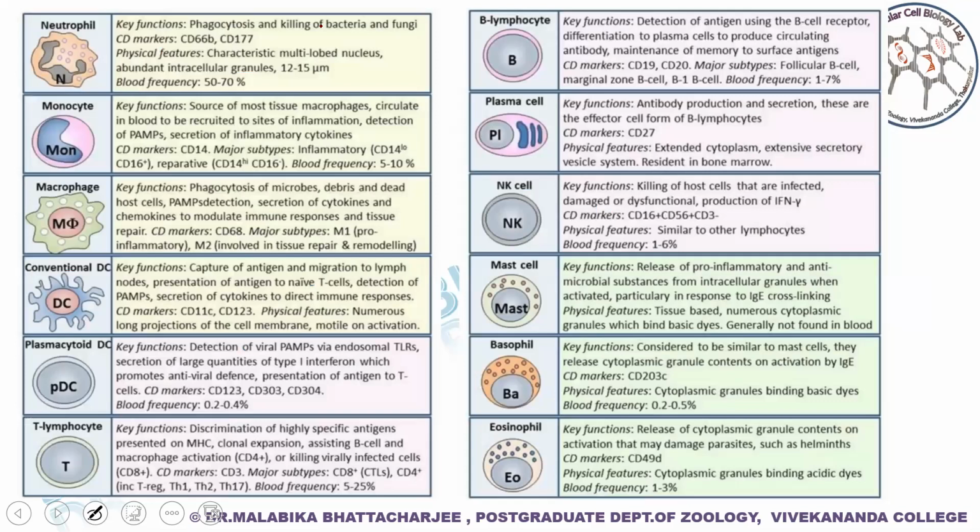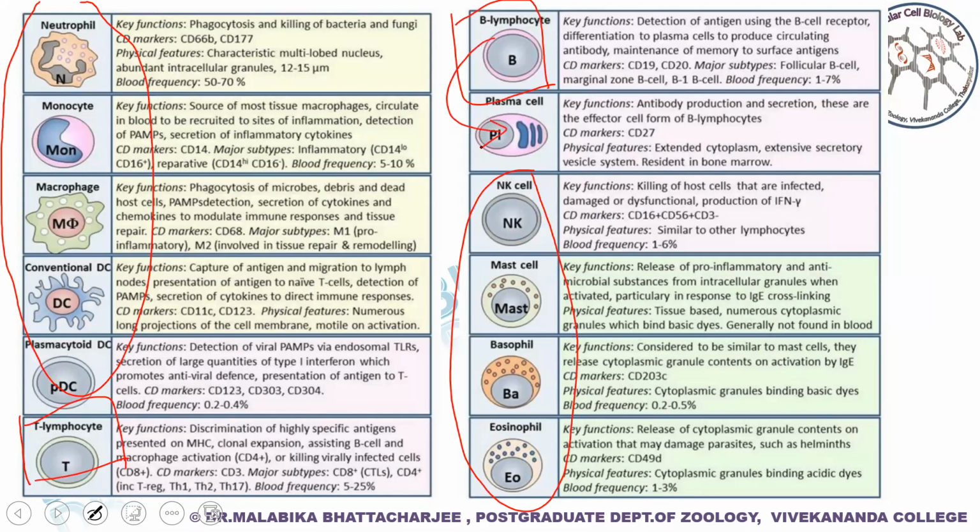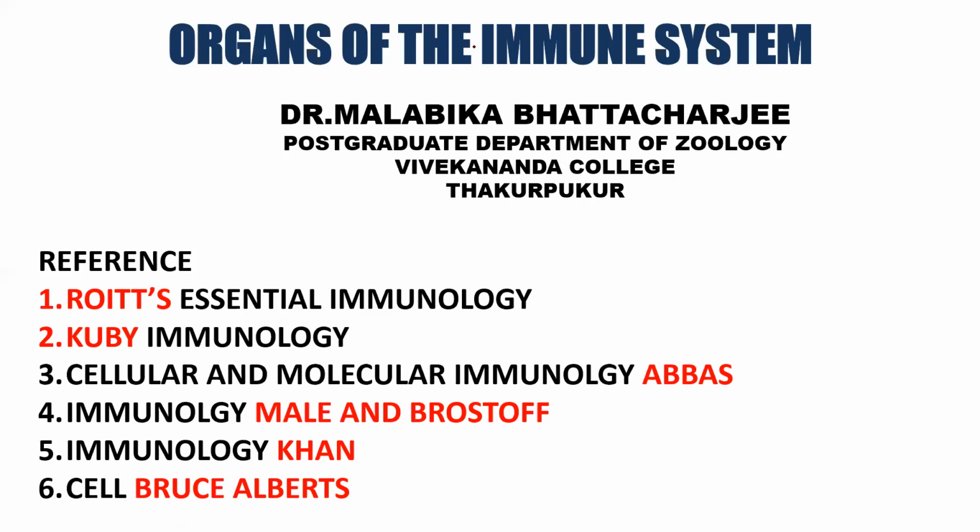And this is a summary of all the cells we studied: neutrophil, monocyte, macrophage, dendritic cells, plasmacytoid DC. These are the innate immune cells of our body. Again, we have here T lymphocyte, B lymphocyte, plasma cell. These cells are controlling the immune system of our body. The adaptive immune system of our body comprises the B lymphocytes and the T lymphocytes. The B lymphocytes, when activated, become the plasma cells. So from next day, we'll start the organs.